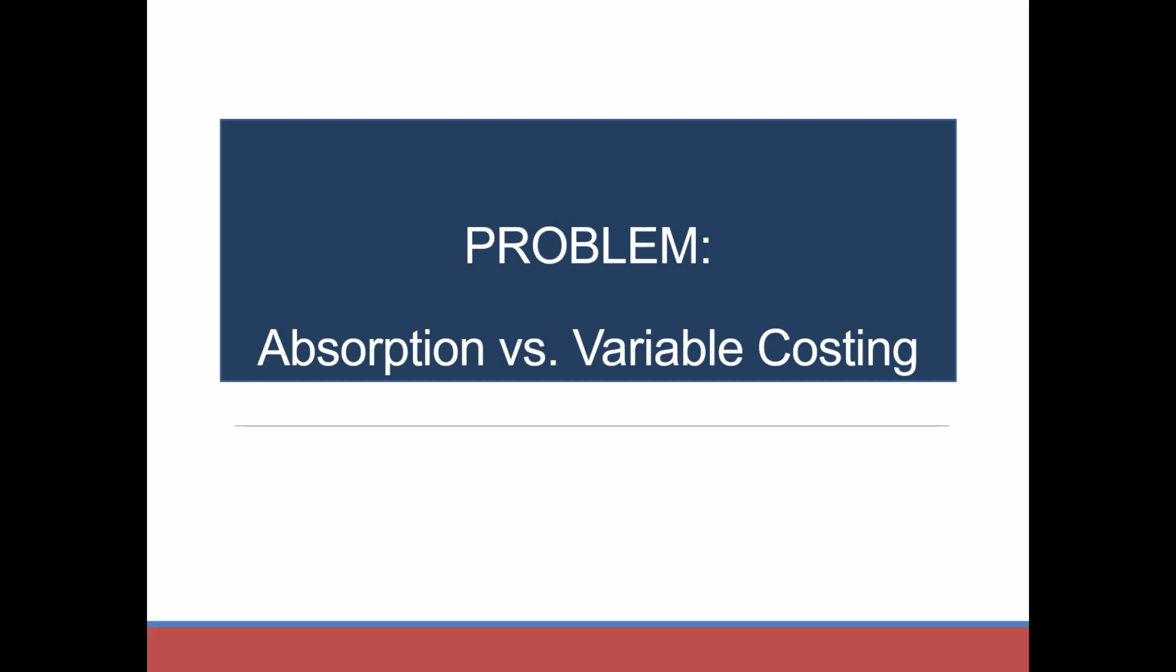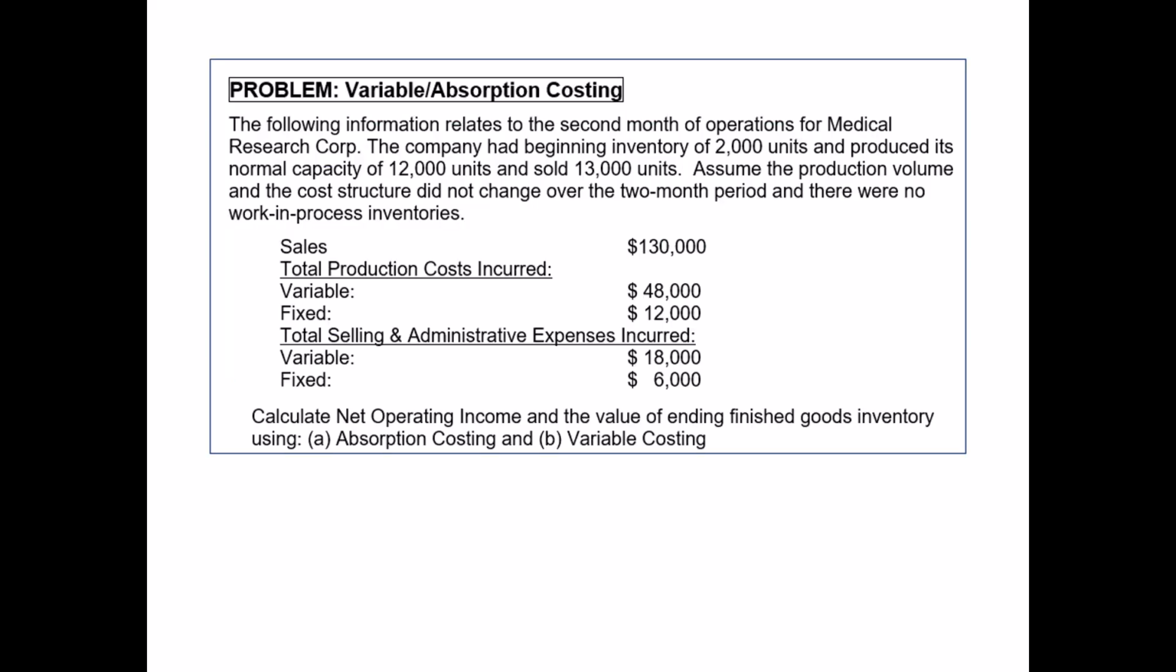In this problem, we're going to prepare income statements under both absorption costing and variable costing. The following information relates to the second month of operations for Medical Research Corporation. The company had beginning inventory of 2,000 units and produced its normal capacity of 12,000 units and sold 13,000 units.